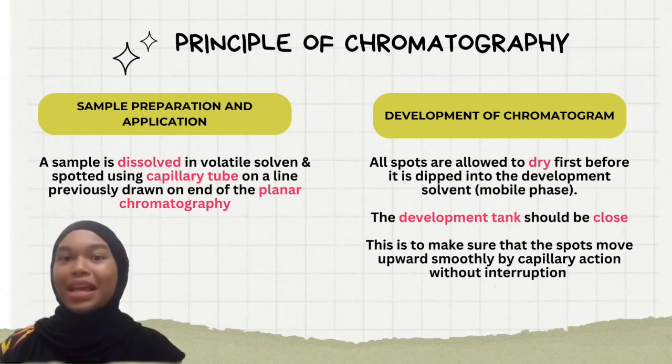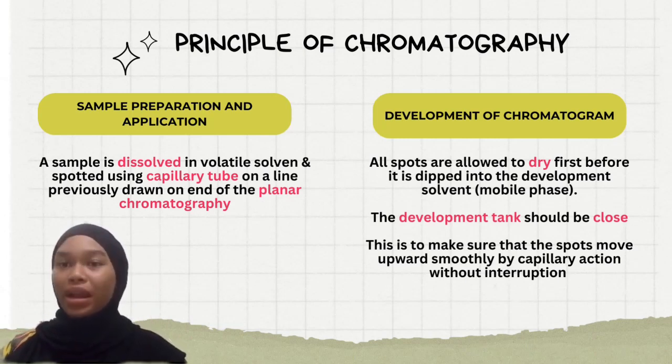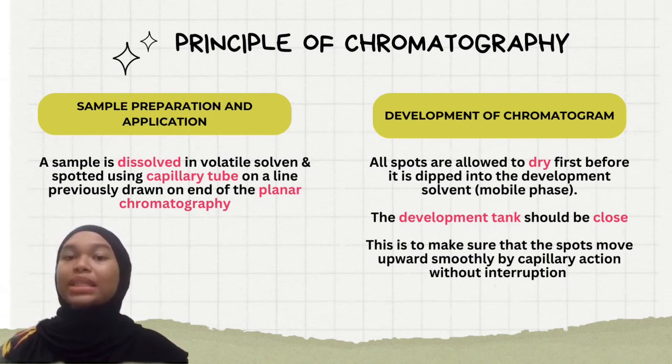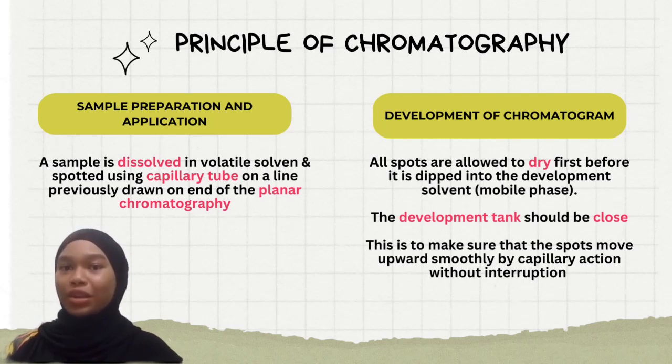For the first principle, sample preparation and application: a sample is dissolved in a volatile solvent and spotted using a capillary tube on a line previously drawn on one end of the planar chromatography plate. For the second principle, development of the chromatogram, all spots are allowed to dry first before the plate is dipped into the development solvent, which is the mobile phase. The development tank should be closed, to make sure that the spots move upwards smoothly by capillary action without interruption.